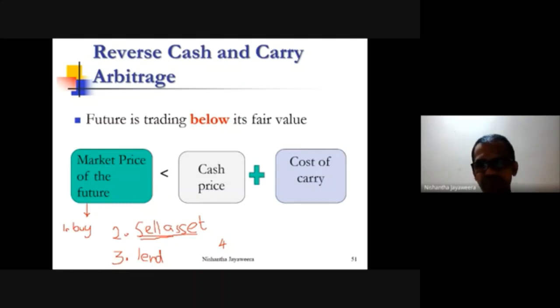If you don't own this asset, how do you do that? You may have to borrow the asset from someone else and deliver that asset to the purchaser. You borrow the asset and deliver it to the buyer of the asset in the cash market. You may have to pay some commission for that borrowing.